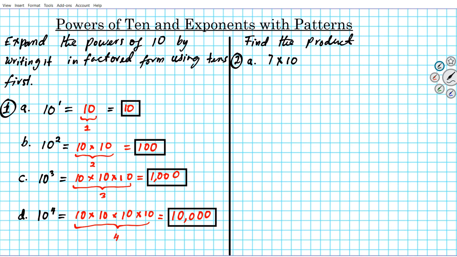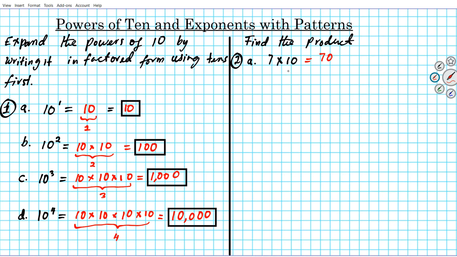What is 7 times 10? Now, if we wanted to compute 7 times 10 using the long way, 7 times 10 basically means that we're going to add 7 to itself 10 times and then add them all up. But take a look at this pattern. 7 times 10, if you do it the long way, you're going to end up with 70.